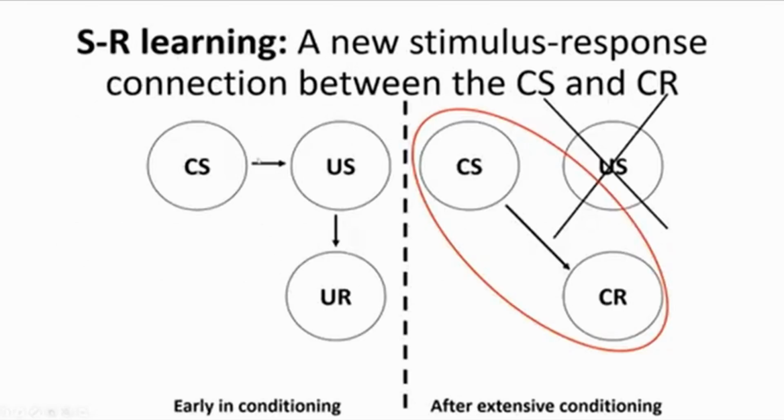So SR learning first, we're seeing that standard setup, our conditioned stimulus is associated with our unconditioned stimulus and produces an unconditioned response early on in conditioning. So this is during our acquisition phase. Over time, as that conditioning is happening, more and more associations between the CS and the US become unnecessary, and we see a direct link between our conditioned stimulus and now what is our conditioned response. So we're seeing a new connection between our stimulus, the CS, and the response, our conditioned response.